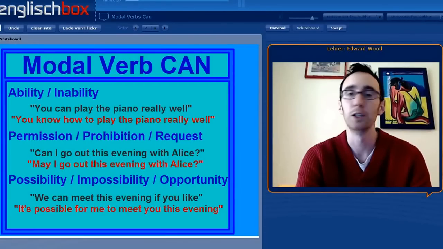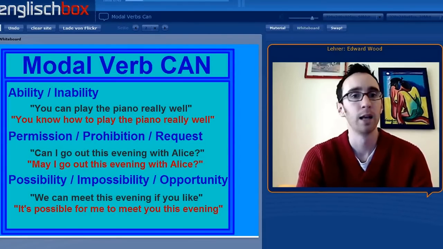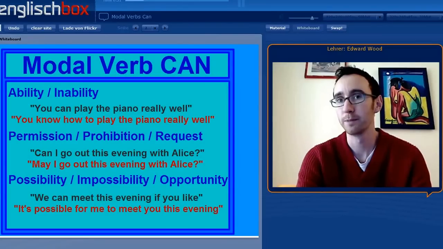For example, you can play the piano really well. Here we could also say you know how to play the piano really well, or you're able to play the piano really well. For permission and prohibition, can I go out with Alice this evening?